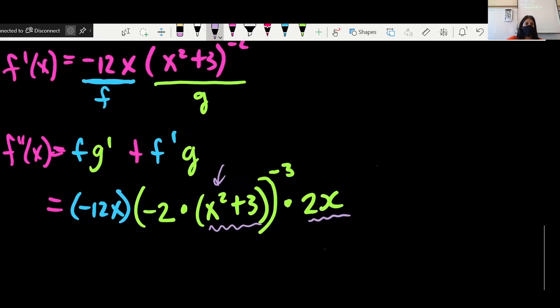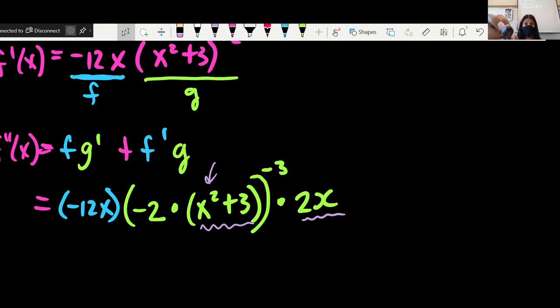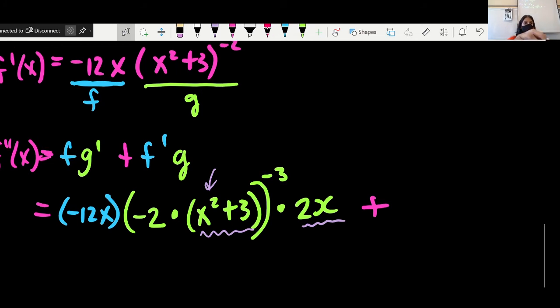Okay, you see what I mean with the organizational stuff? That's the hardest part. So then we have plus, and we're going to do the same thing on the other side, except we want f prime. So if my f was -12x, it's just going to be -12 for my f prime. So that takes care of that part.